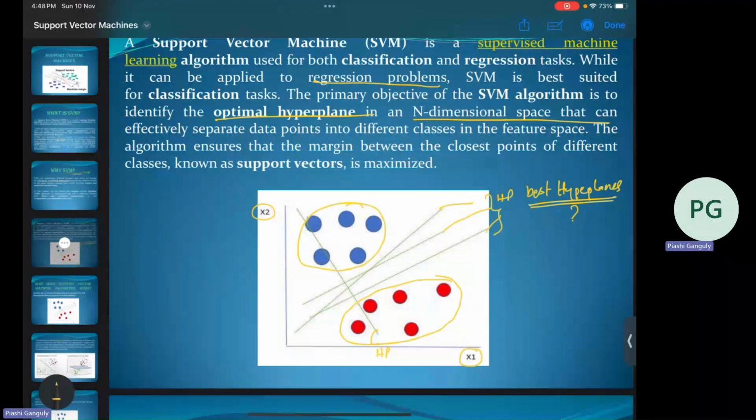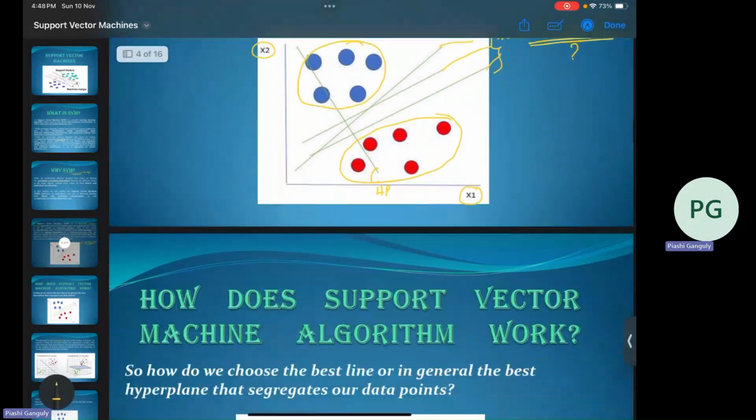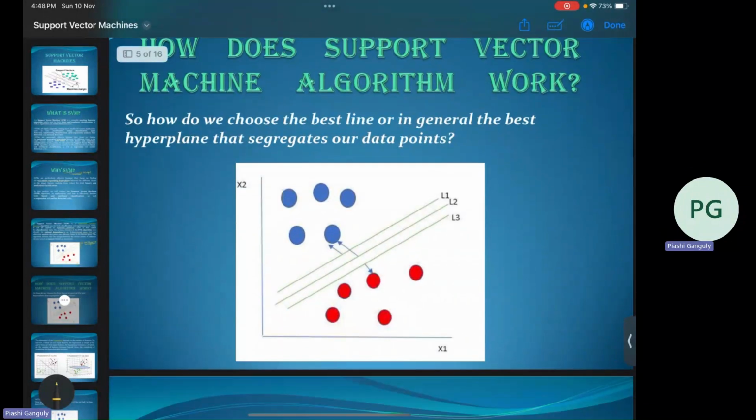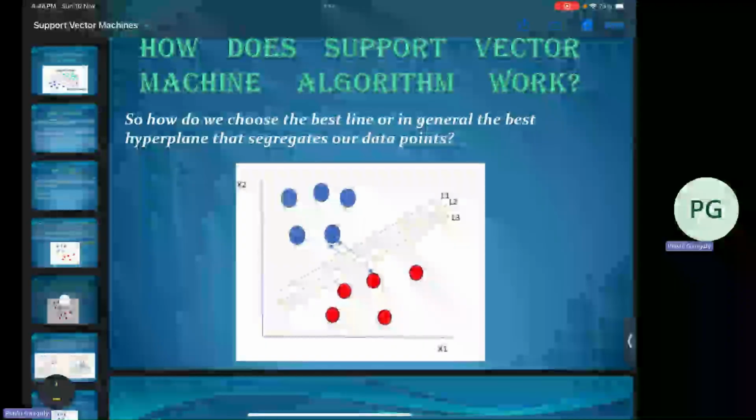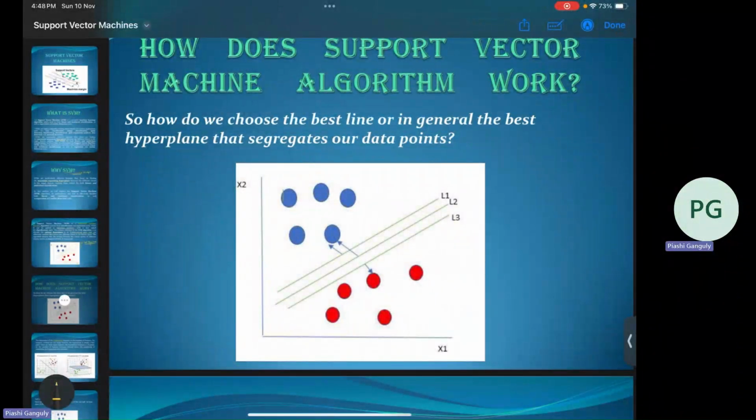One reasonable choice for the best hyperplane in a support vector machine is the one that, as I told, maximizes the separation between the two groups or two classes. If we see now, we have chosen these three possible hyperplanes. The maximum margin hyperplane, also called a hard margin, is selected based on maximizing the distance between the hyperplane and the nearest data point on each side.